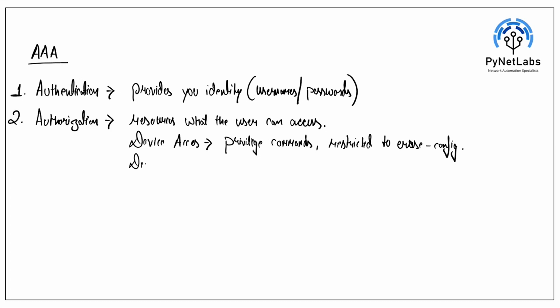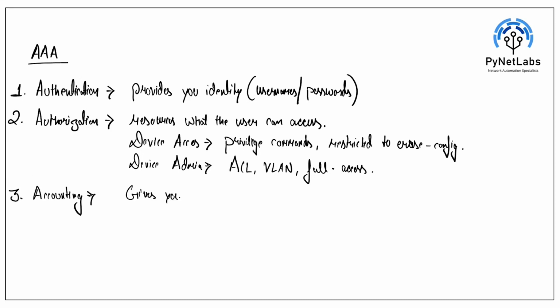But when it comes to device administration, we do have some ACL configurations, like if you have configured some VLANs, like every configuration, we can say the user has full access to the network device. Then lastly, we have accounting. Accounting is something which gives you the logs of what you have done. Or we can say it is also used for accessing and administration of the devices. So this is just an overview and introduction to AAA, guys.